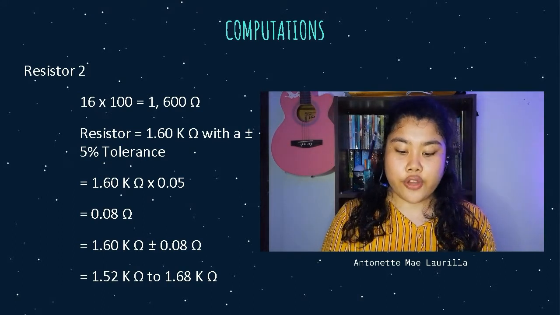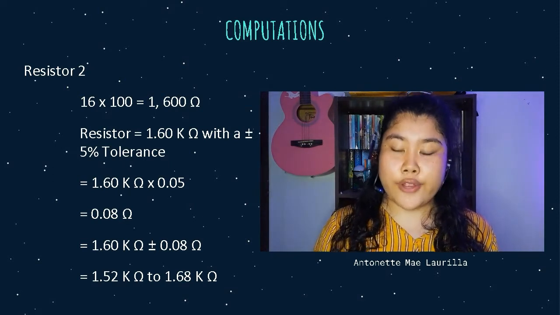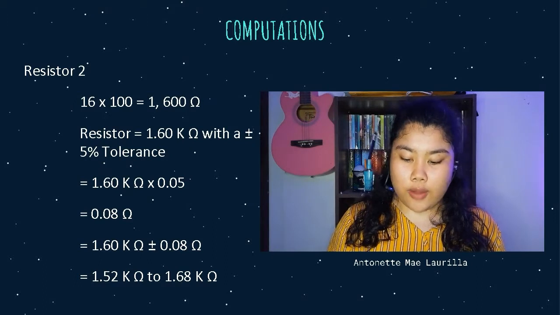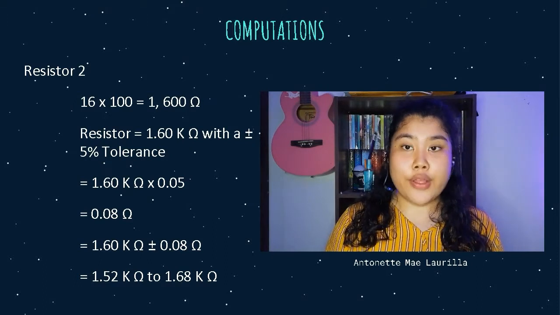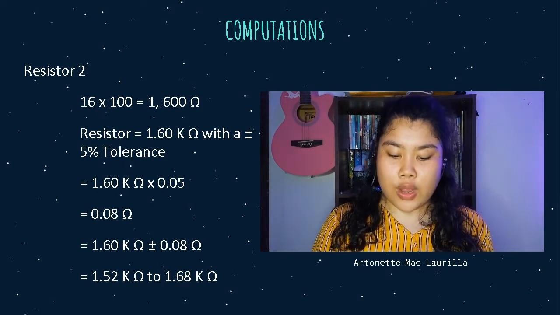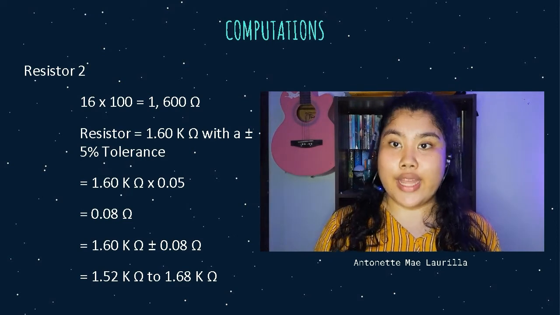For the range, we multiply 1.60 kilo ohms by 0.05, which we arrive at a result of 0.08 kilo ohms. We subtracted 0.08 from 1.60 kilo ohms, which is equal to 1.52 kilo ohms, and added 1.60 kilo ohms to 0.08, which is equal to 1.68 kilo ohms. The value of the fixed resistor is within 1.52 kilo ohms to 1.68 kilo ohms.